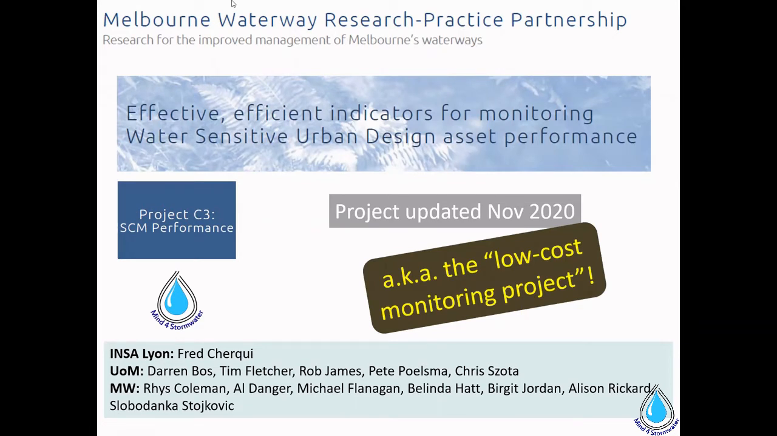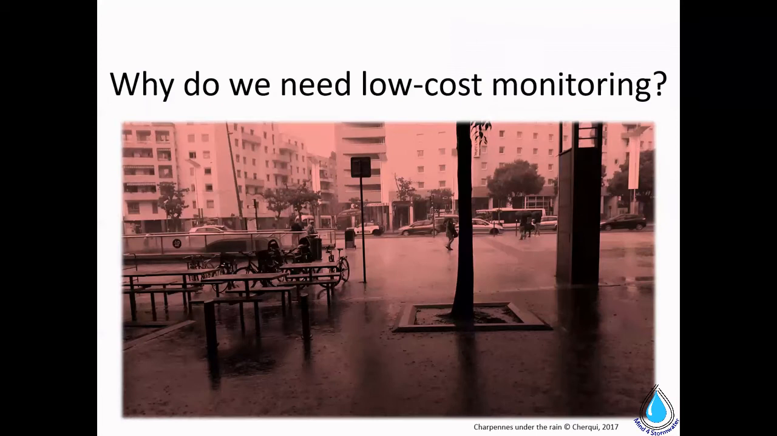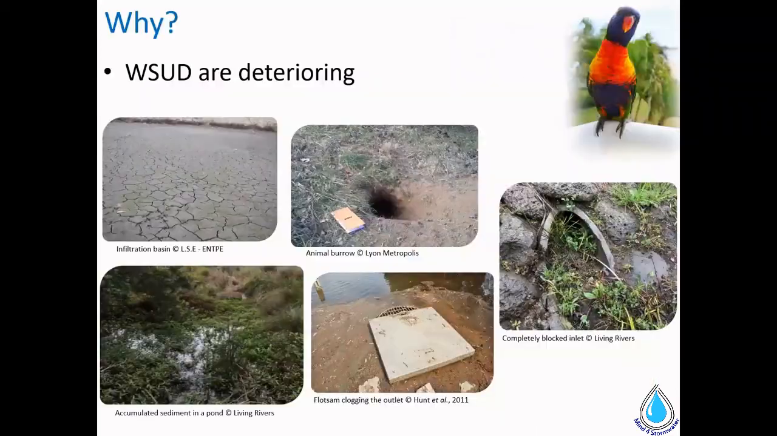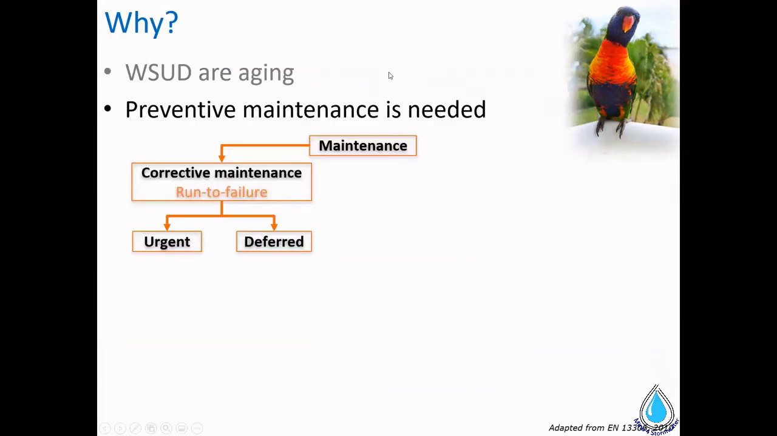So, why do we need low-cost monitoring? First, all WSUD are deteriorating. They are deteriorating because they are aging, so it could be clogging of the infiltration system, it could be accumulation of sediment, but it's also deterioration due to animals or misuse. Maintenance is needed as any asset.